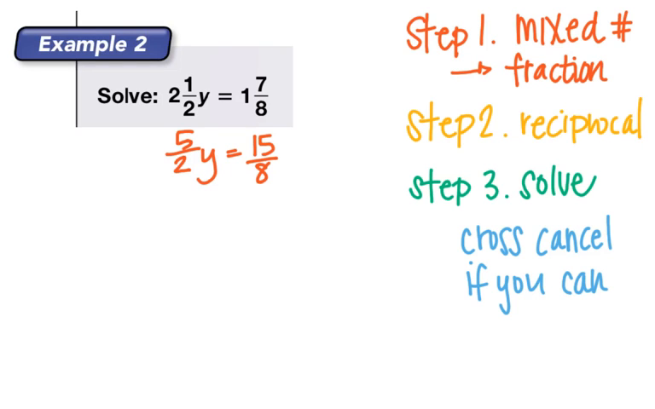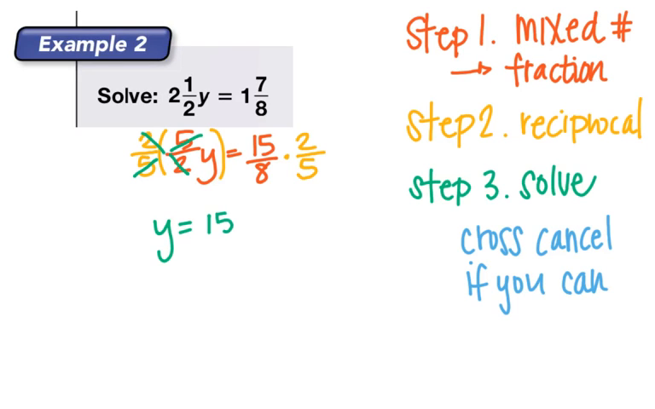Okay, step 2, multiply by the reciprocal, right? We want to multiply by the reciprocal of our coefficient. So we're going to multiply by 2 over 5 on both sides. Now we can start to solve. Cross out my 2's, cross out my 5's. This gives me my y all by itself.